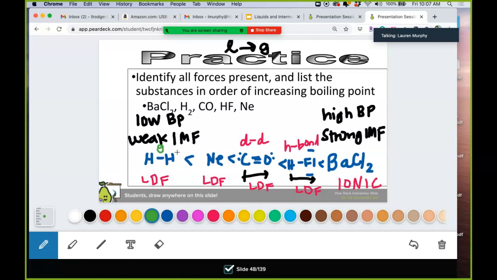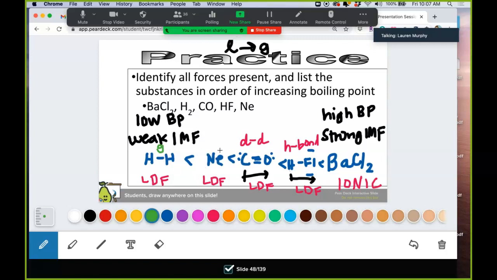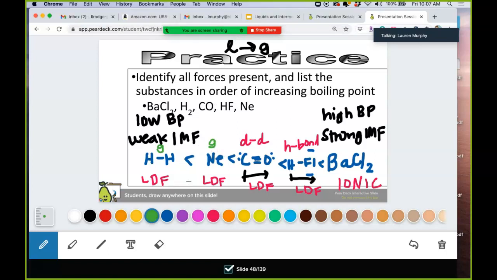Things that are already gases obviously have very weak dispersion forces holding them together. They've already boiled if they're already in the gas phase, okay? And then you have neon, which only has dispersion forces, and we know neon is a gas, right? But it's a little bit heavier than hydrogen, so that's why it has a little bit higher boiling point. Now, if it's a gas under room conditions, that means at 25 Celsius, it has already boiled. We've already passed its boiling point, okay?